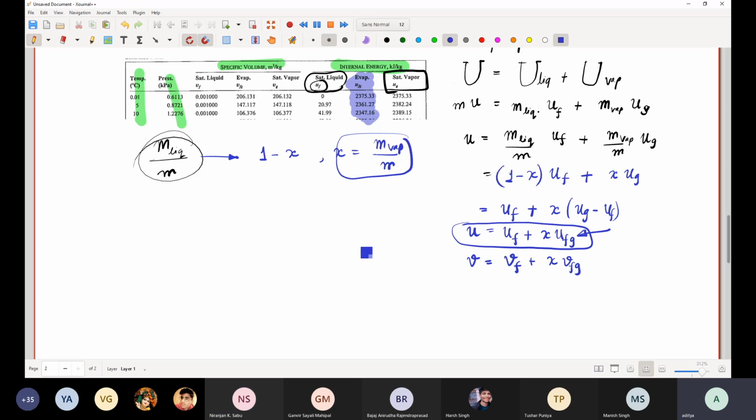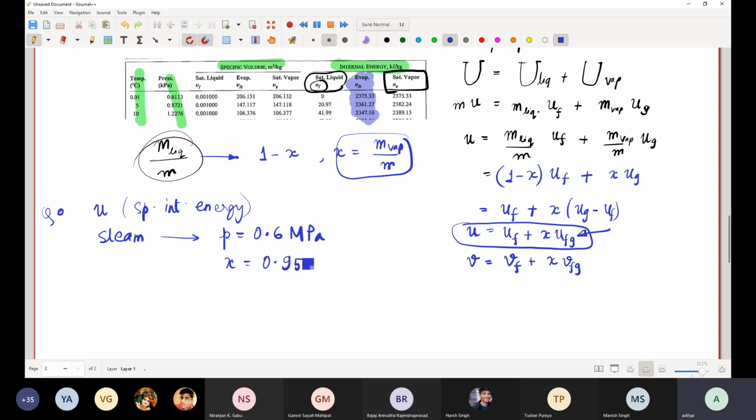Let us do a quick example to drive home the point. So let's say, question: find out the specific internal energy U of steam at a pressure of 0.6 megapascal and a quality of 95%, and 95% is equal to 0.95.